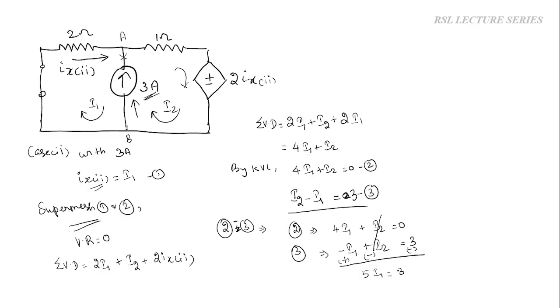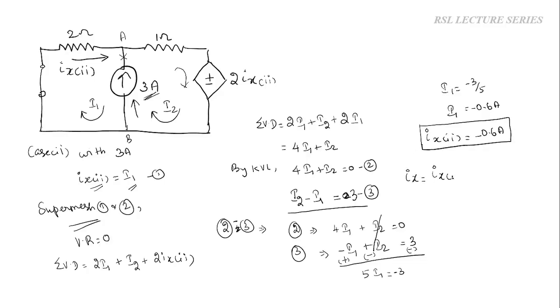So I1 will be equal to minus 3 divided by 5, which is equal to minus 0.6 ampere. This is I1, which is Ix suffix 2. From equation 1, we know that I1 is equal to Ix suffix 2, which is equal to minus 0.6 amperes. Now we have to find out the Ix value.